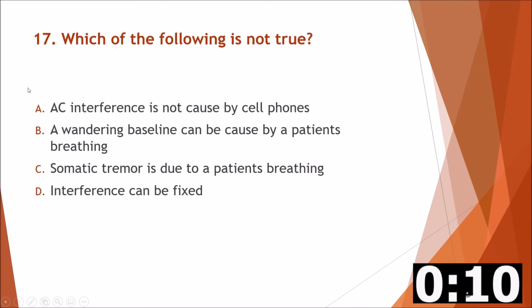All right, 17. Which of the following is not true? A, AC interference is not caused by cell phones. B, a wandering baseline can be caused by a patient's breathing. C, somatic tremors are due to a patient's breathing. D, interference can be fixed. 10 seconds.